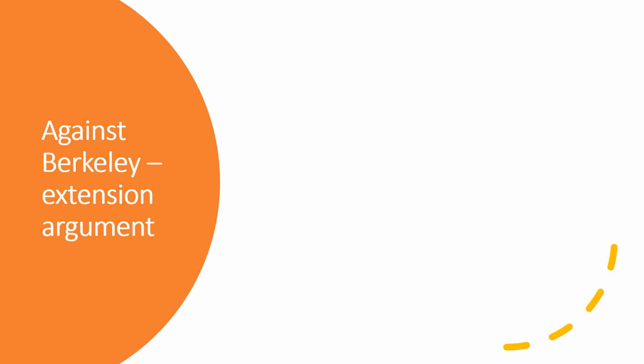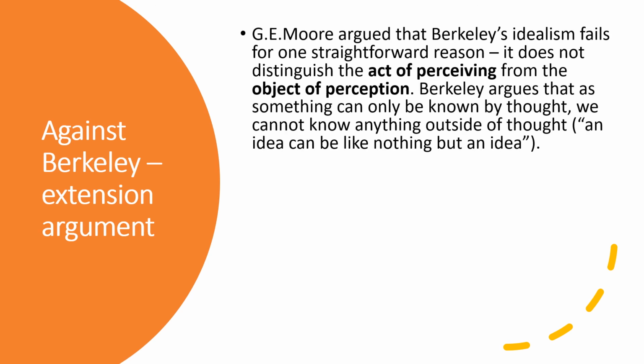The person who came up with this idea of relational properties and the relational view of reality gives a further argument, which I'm going to tag on at the end here. And that person was G.E. Moore, someone you'll be familiar with from intuitionism. And he argued in a paper called The Refutation of Idealism in 1903 that Berkeley's idealism fails for one straightforward reason. It does not distinguish, he says, the act of perceiving from the object of perception.